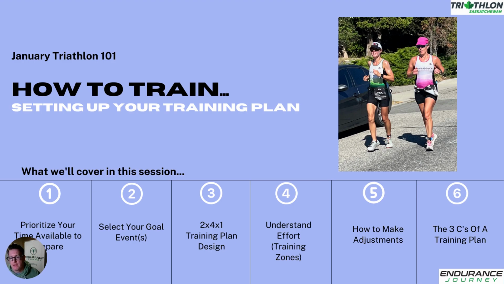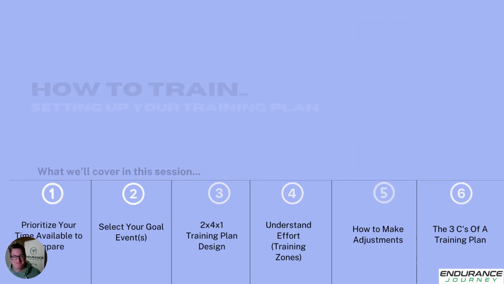Number 5, we'll talk about how to make adjustments. So in those moments where maybe your body's not responding or you might be feeling a little ill or off, how to adjust your training in those circumstances. And then number 6, we'll talk about the 3 C's of executing a training plan. These 3 C's are a nice way to bring everything together and show you how to get the most out of the training that you do.